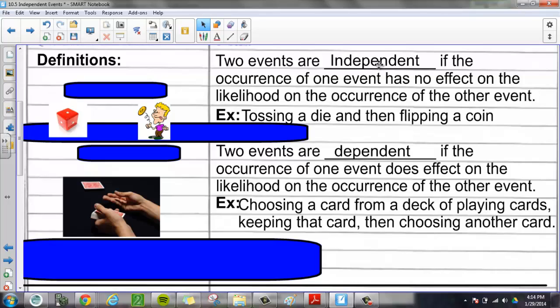So if you chose an ace the first time, the chance of you choosing an ace the second time goes down significantly, because you chose a card and you kept it. That's where the likelihood of the event of choosing one card will affect the likelihood, or the probability, of choosing the other card.